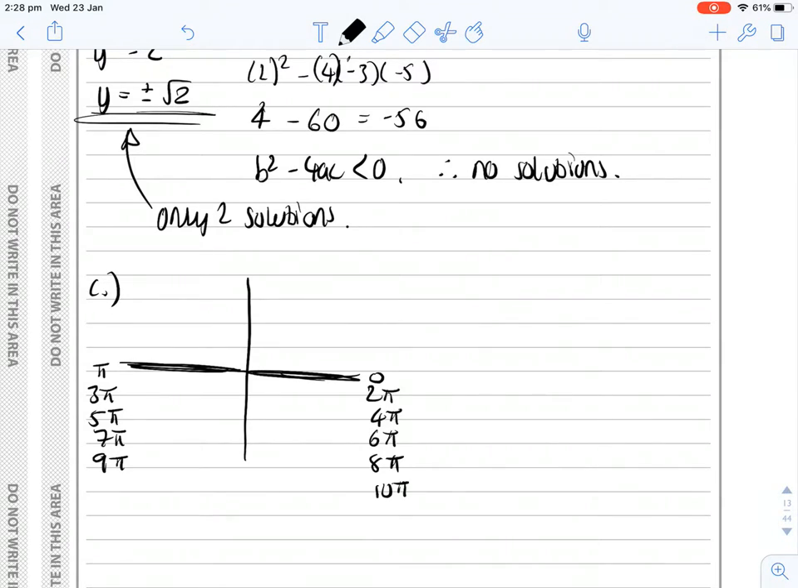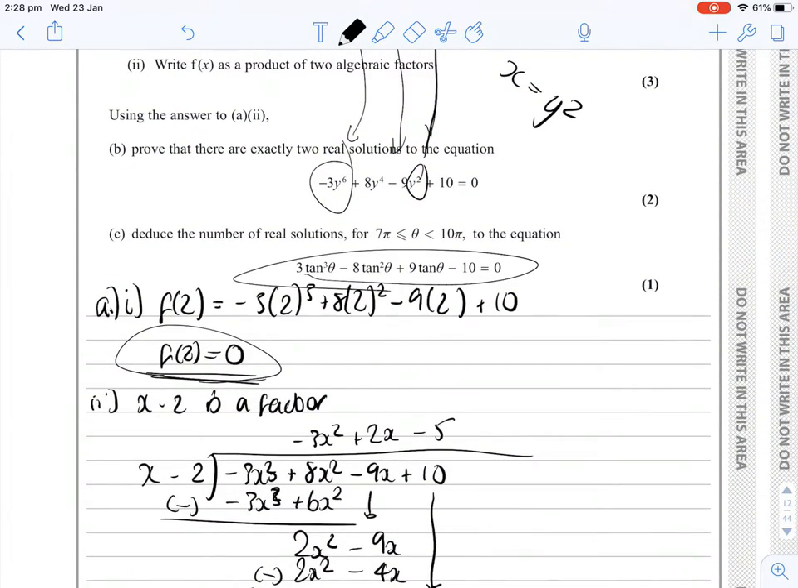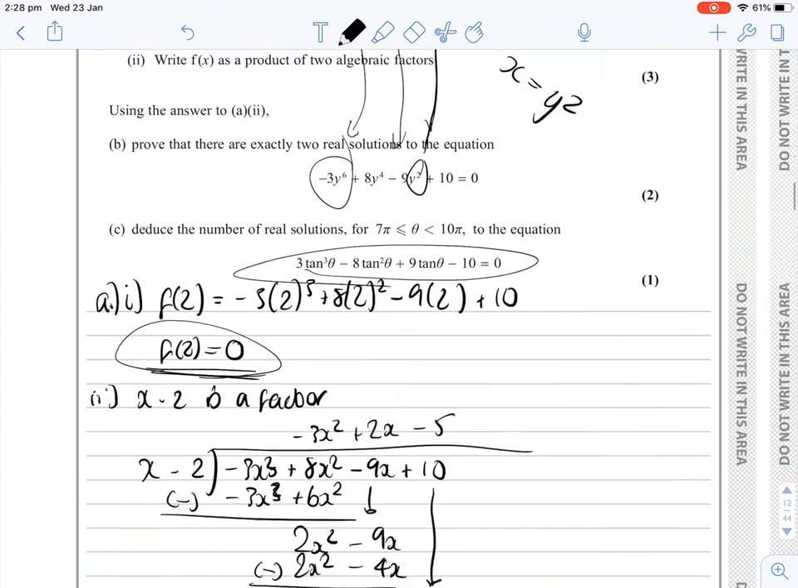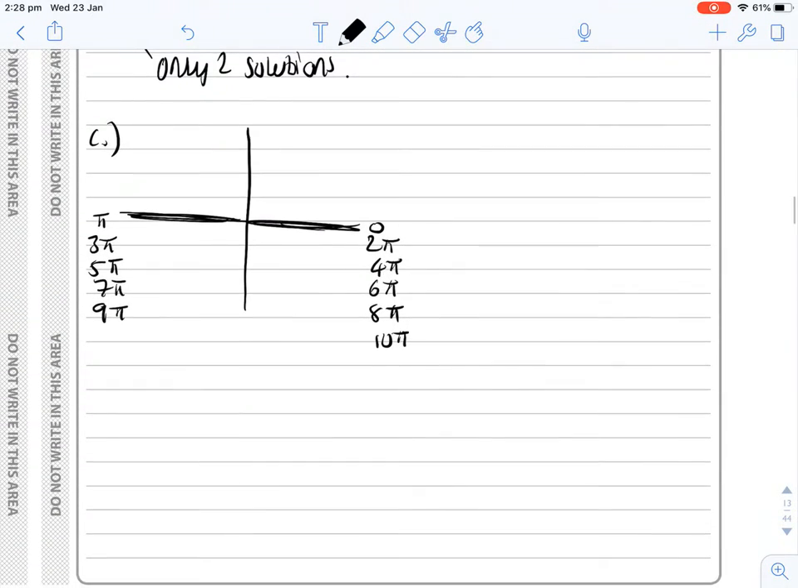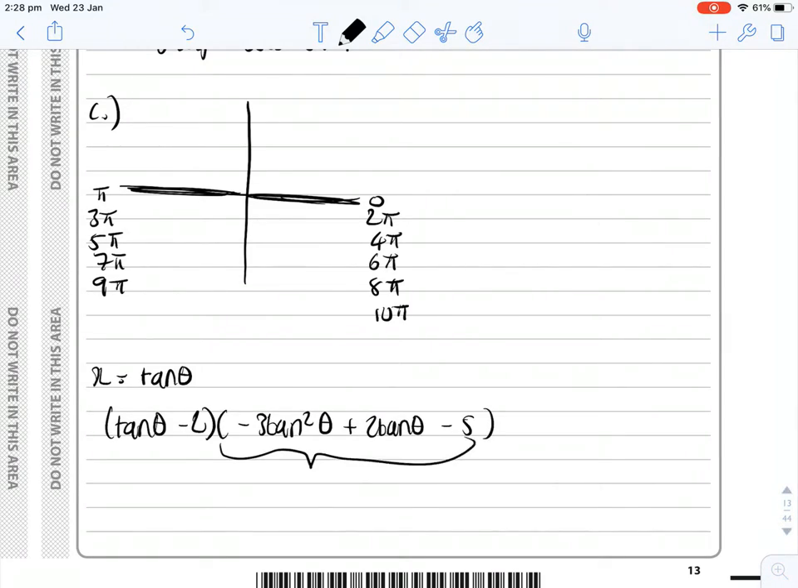Now, if we look at our equation that we've got here, we can see that that's exactly the same as our equation with x. So what I'm going to do is I'm going to say that x is equal to tan theta, and say that that can therefore be written as tan theta minus 2 times minus 3 tan squared theta plus 2 tan theta minus 5, and we know that there are no solutions here. And so we've got a solution at tan theta equals 2, so a positive solution here.